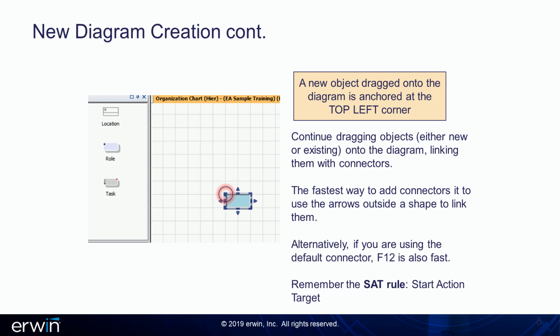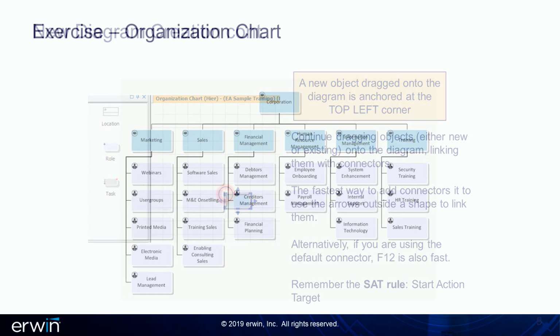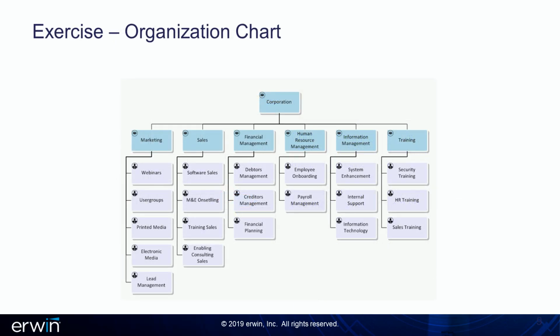And the fastest way to add a default connector is to use F12. So if you choose the source, then hit F12 on the keyboard and then click on the target or where the connector is going, it will draw the automatic connector for you. The diagram we're going to create first is the organization chart. And the organization chart is made up of organizations at the top first two rows and then of roles. So we'll go ahead and create that diagram and I'll show you how to add connectors.